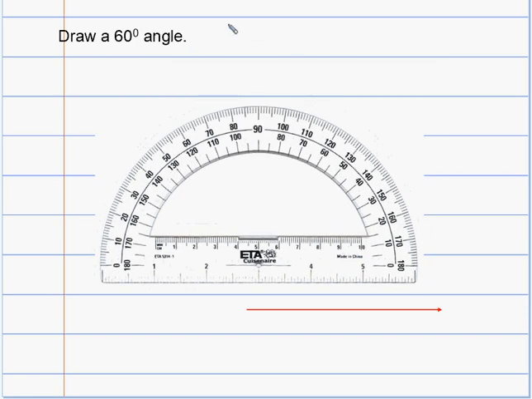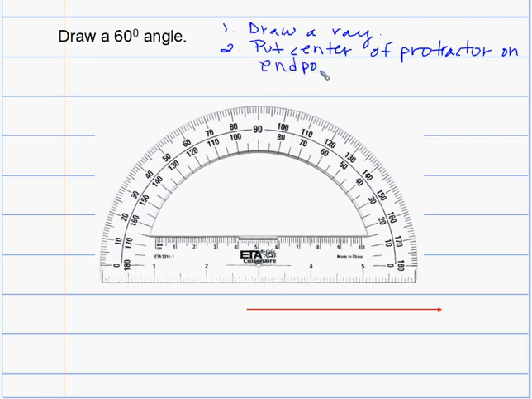Okay, so we're going to start with 1, draw a ray. Please use a straight edge or a ruler, something straight so that you're not making a wavy ray. Step 2, put the center of the protractor on the end point of the ray. Okay, so let's do that.